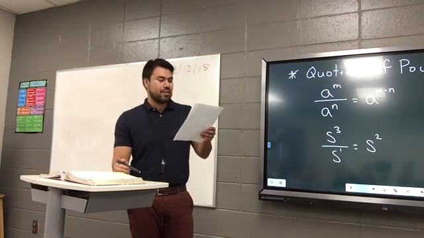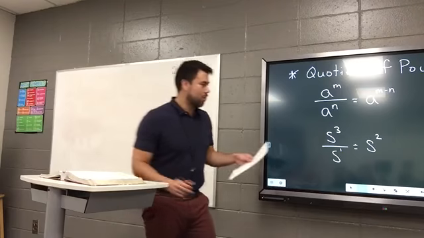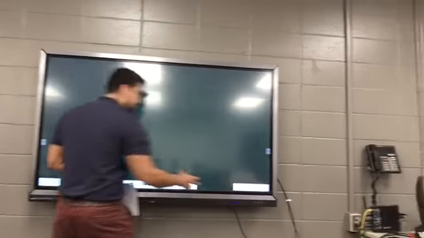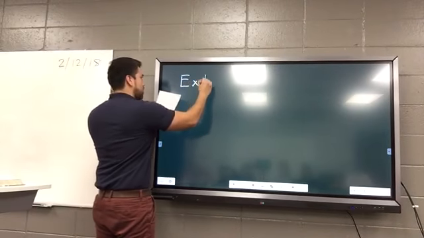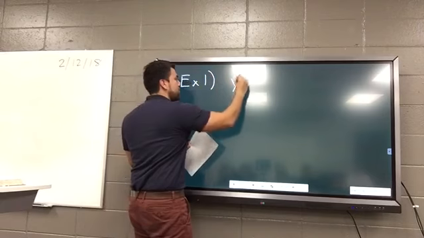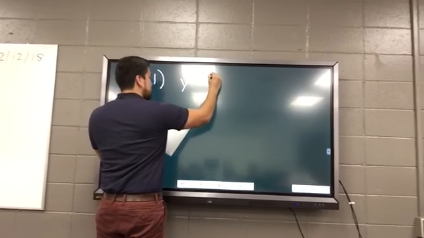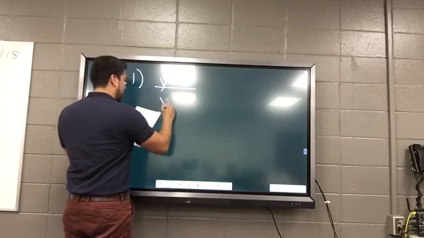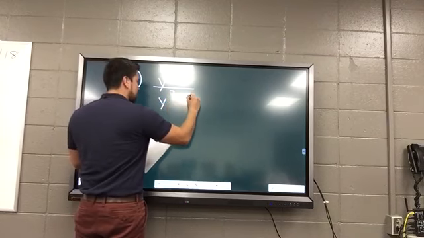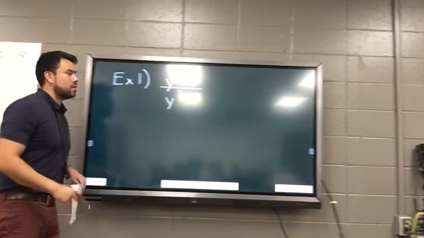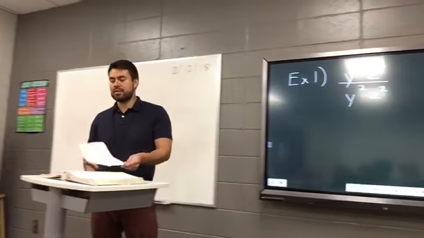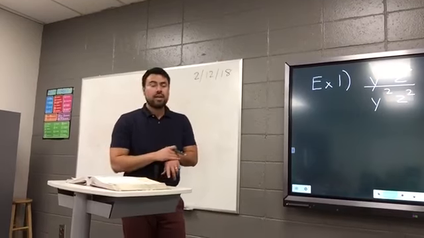Okay. Let's look at example number 1. And let's see it when it gets a little bit more complicated. Not badly. Example number 1. Y to the 4th times z to the 3rd divided by y to the 2nd times z to the 2nd. Okay, a lot going on here, but let's see if we can take it one step at a time.